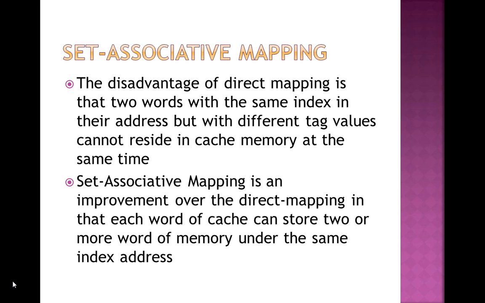Next point: set associative mapping is an improvement over direct mapping. It is an alternative approach in which each word of the cache can store two or more words of memory under the same index address. That is, we can store more than one word of memory using the same index address. That way the limitation and disadvantage of direct mapping can be reduced.